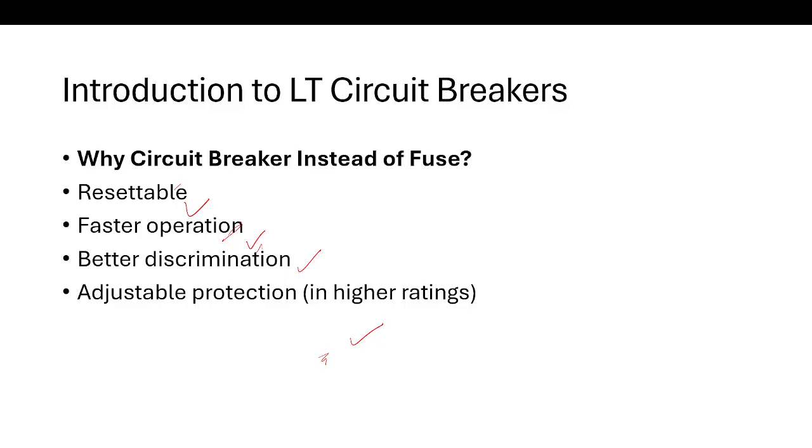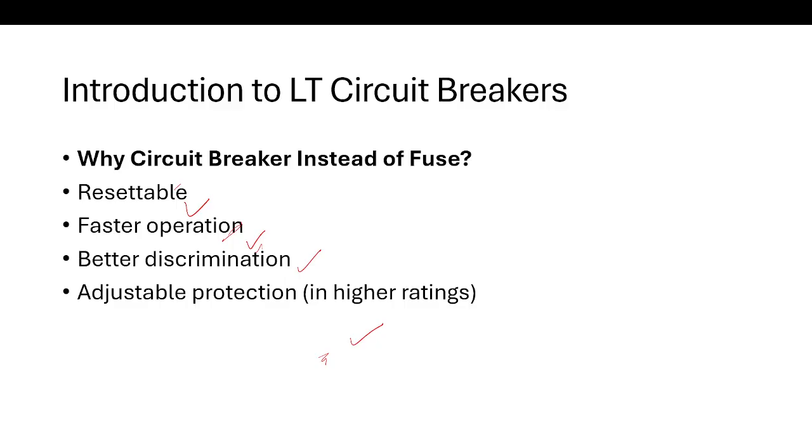A fuse contains a metal wire that melts when current exceeds its rating, so you can't reset it. Once it blows, it must be replaced. You have to replace the fuse. It requires a spare fuse and manual replacement, and it takes longer. If you don't have the fuse, you have to arrange for one. If you have the fuse, you need to replace it, and spares need to be maintained for each and every fuse according to their rating, so it sometimes takes a longer downtime.